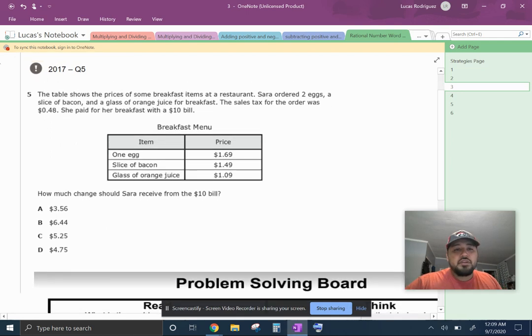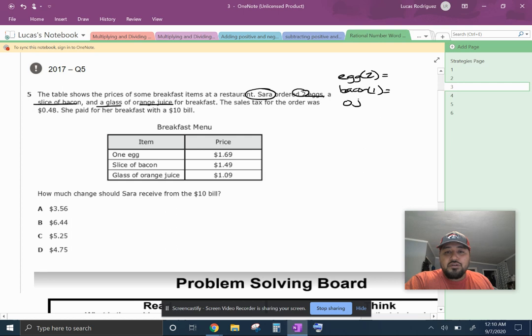So. Now, this says the table shows the prices of breakfast items at a restaurant. So we know Sarah's our main character. She ordered 2 eggs. All right. So I'm going to put eggs, two. She's got bacon. It says a slice of bacon. So she's got bacon, one. And then it says a glass of orange juice for breakfast. So she's got OJ, one.